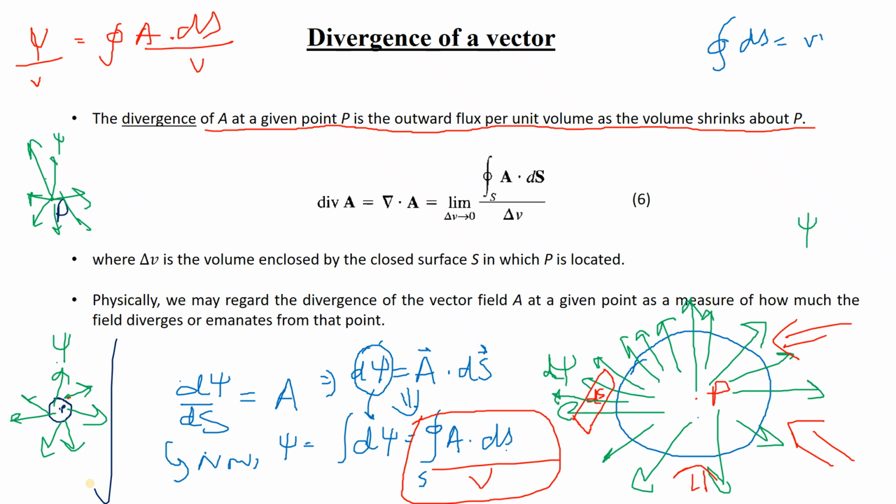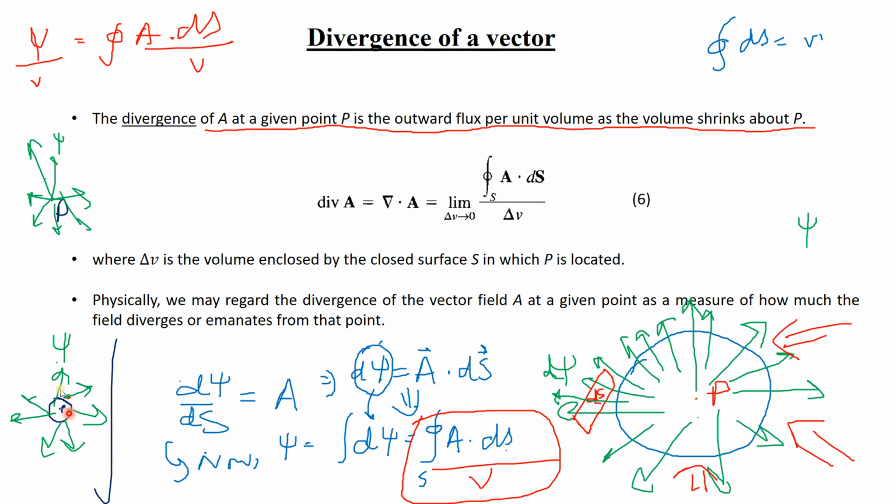Flux is the same. So if this situation occurs, that means the amount of flux coming out per unit volume, that is a measure of the outward flux per unit volume as the volume shrinks about P. That is a point. That means the flux coming out per unit volume from a sphere, but the sphere is shrinking to a particular point.